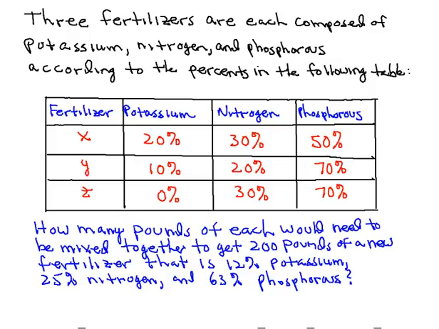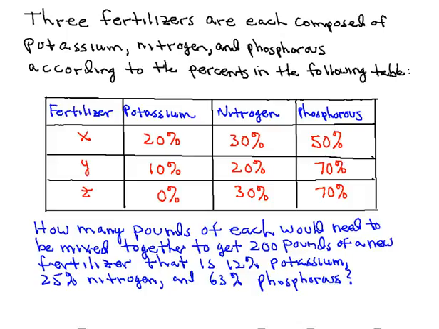Now the final application we're going to consider in this module is the following one. We have three fertilizers that are each composed of potassium, nitrogen, and phosphorus according to the percents in the following table. So we have three fertilizers, as you can see, X, Y, and Z. For fertilizer X, it's 20% potassium, 30% nitrogen, and 50% phosphorus. For fertilizer Y, it's 10% potassium, 20% nitrogen, and 70% phosphorus. And fertilizer Z, there's no potassium, and it's 30% nitrogen and 70% phosphorus.